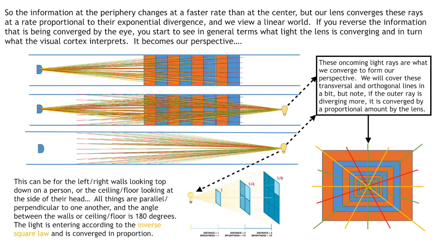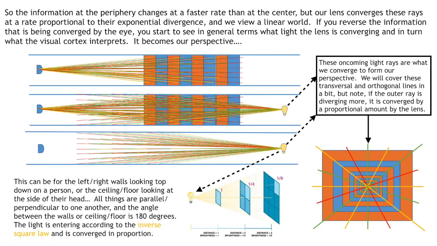But the light rays that are being extended off the object are exponentially radiating outward from a point source according to the inverse square law, which means that as the distance increases, the object's apparent size changes at a rate inversely proportional to the square of the distance.